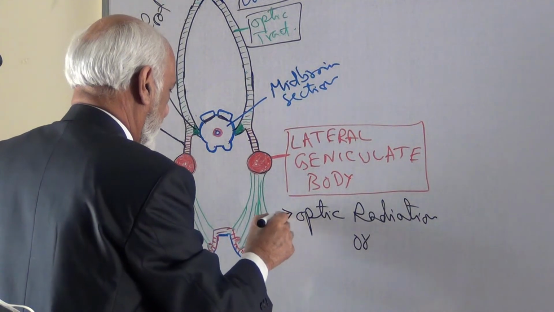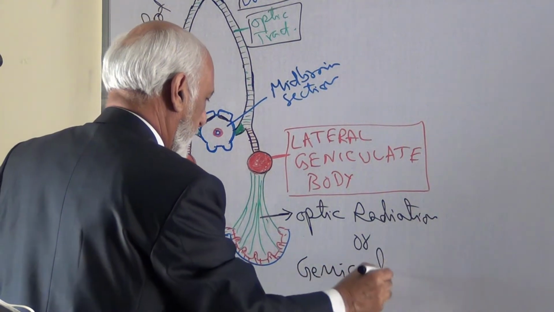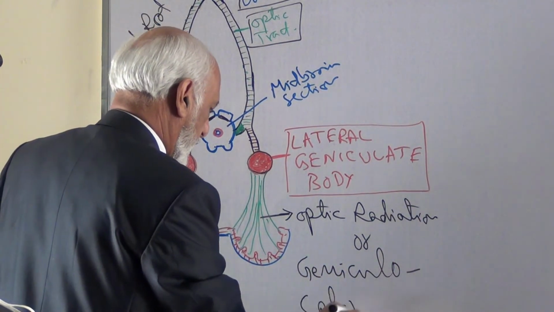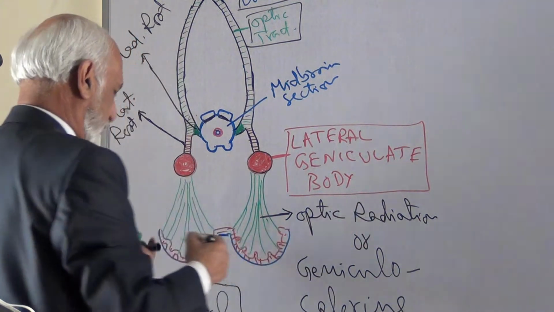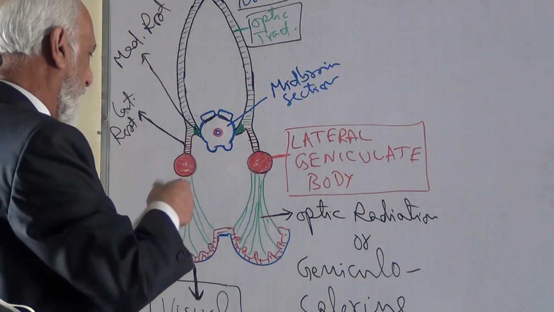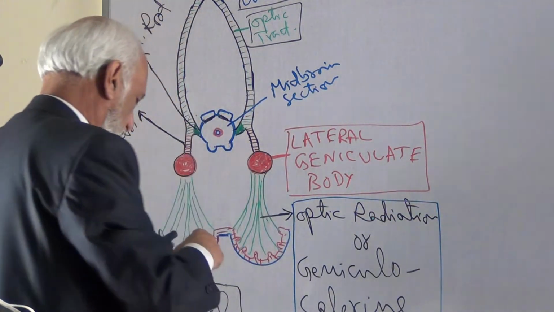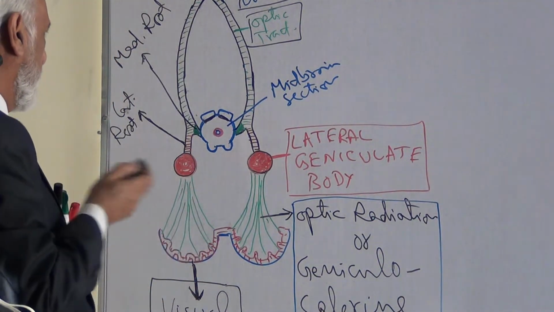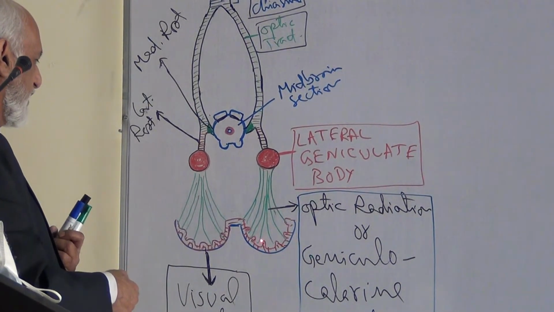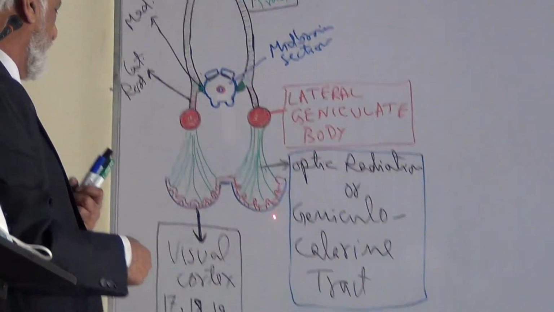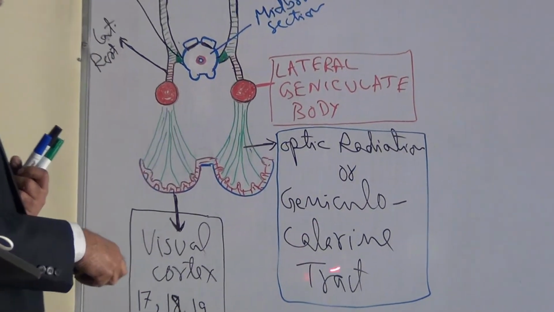Also known as the geniculo-calcarine tract. Optic radiation or geniculo-calcarine tract. Why geniculo-calcarine tract? Because it arises from the lateral geniculate body and reaches the calcarine sulcus where there is visual cortex, broad main cortical areas 17, 18, 19. So this is the optic radiation or geniculo-calcarine tract.